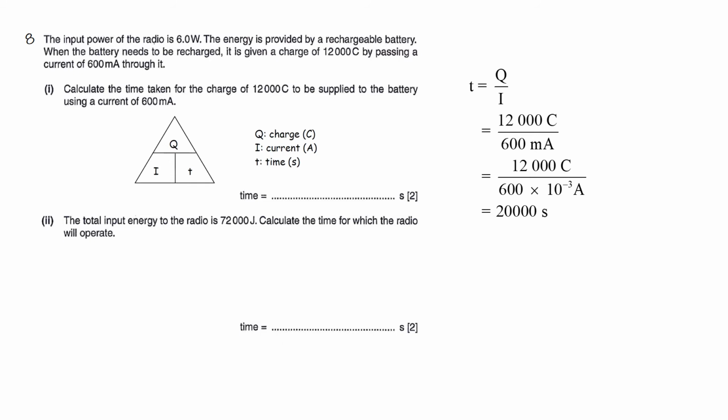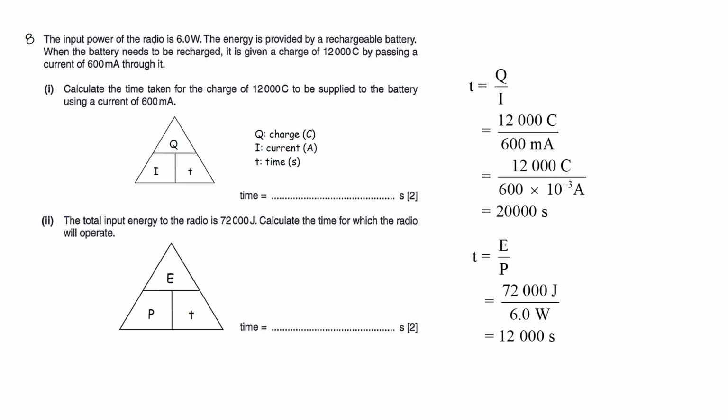The total input energy to the radio is 72,000 joules. Calculate the time for which the radio will operate. The first sentence of the question tells us that the power is 6 watts. Energy is 72,000 joules. We're going to use the formula E = P t. Time is energy divided by power. 72,000 joules divided by 6 watts gives us 12,000 seconds.